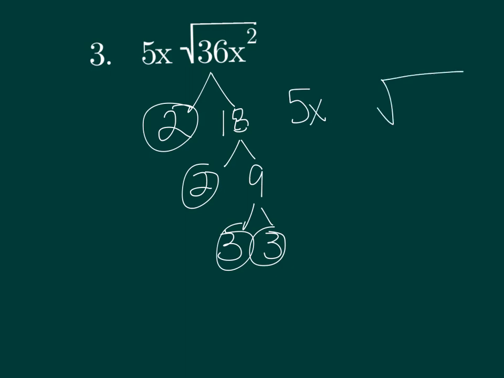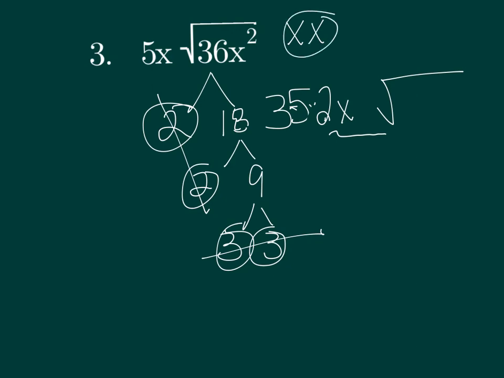Again, I have variables, so I'm going to leave this space here. I have a pair of 2s, so the 2 comes out. I also have a pair of 3s, so a 3 is going to come out. Make sure that you know that's multiplying. Now I have 2 x's, so I have a pair of x's, so one x is going to come out, again, for every pair.